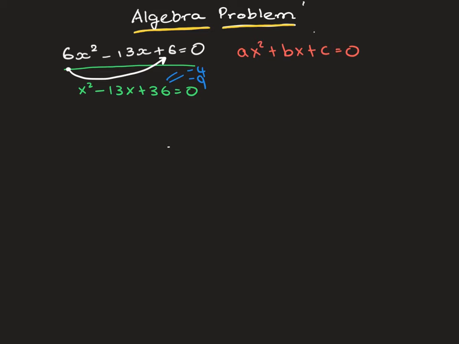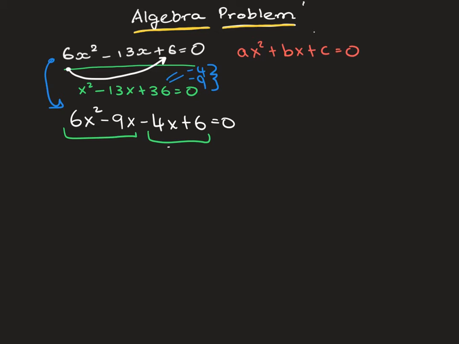Now once we've found these two numbers, we have to bring back our original equation. So our new equation is 6x squared, and we're just splitting apart negative 13x. So this becomes 6x squared minus 9x minus 4x plus 6 equals 0. See, we're not changing anything, we're just splitting apart 13x. And now our next step is to group these. We group the first two terms and then the last two terms. Now we're going to factor these individually.